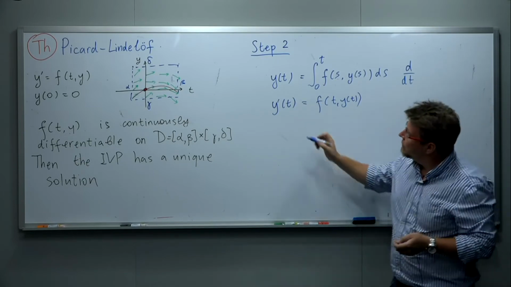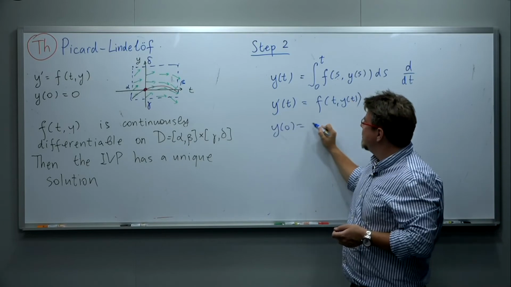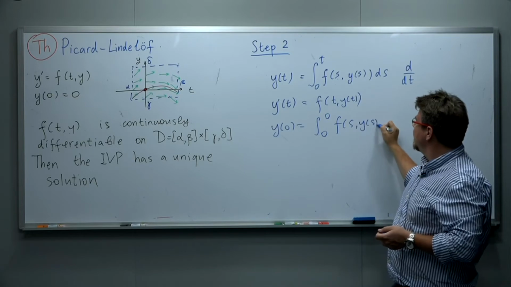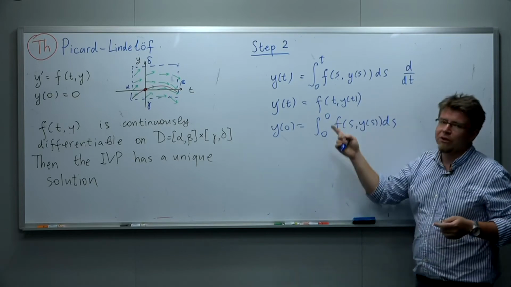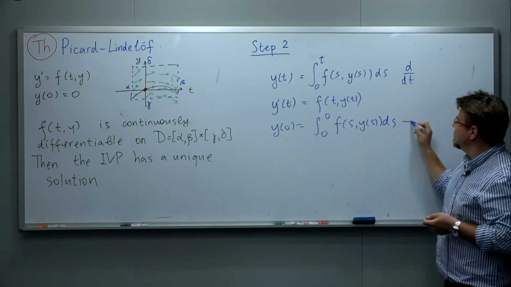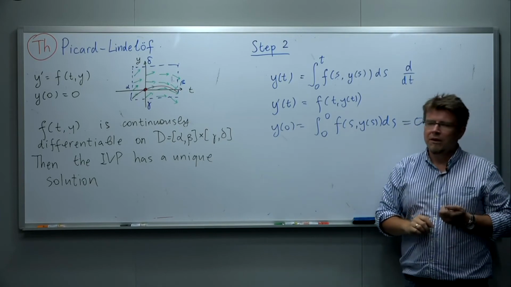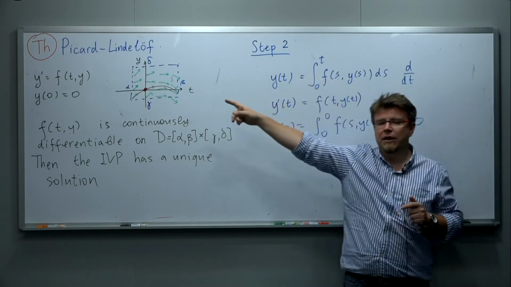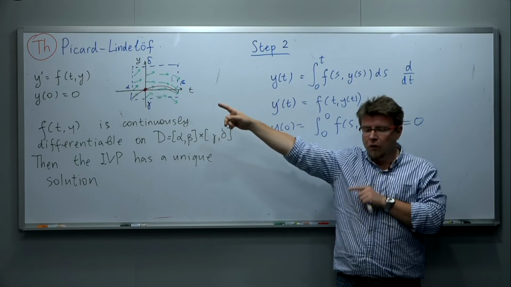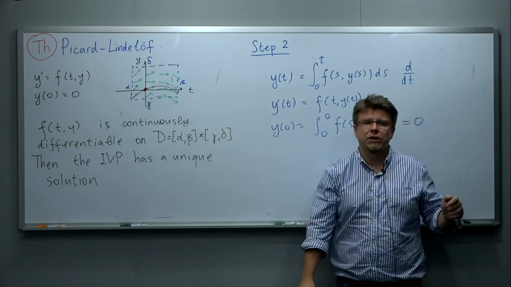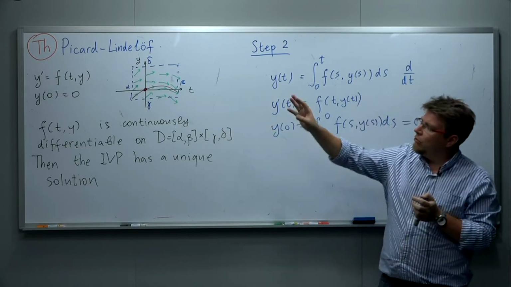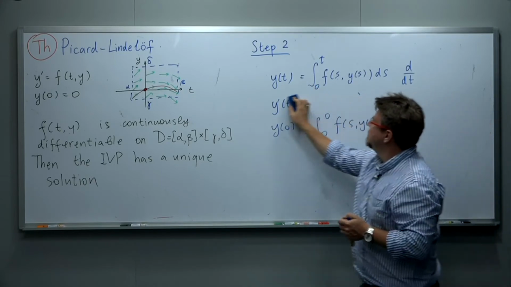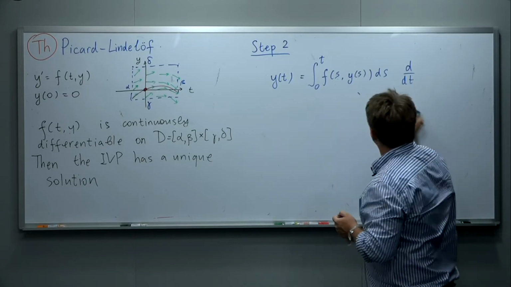Correct. The initial value, y of 0, equals the integral from 0 to 0 of f of s, y of s, ds. But the integral from 0 to 0, no matter what is inside, is always 0. So checked. In other words, if our integral equation holds, then so do our original differential equation and our initial condition. Which means that our differential equation with the initial condition is just equivalent to this integral equation.